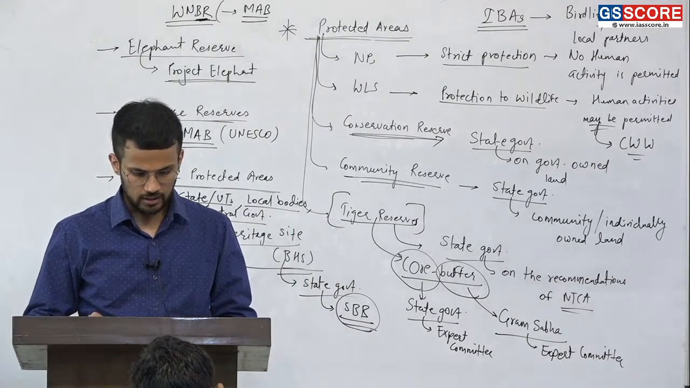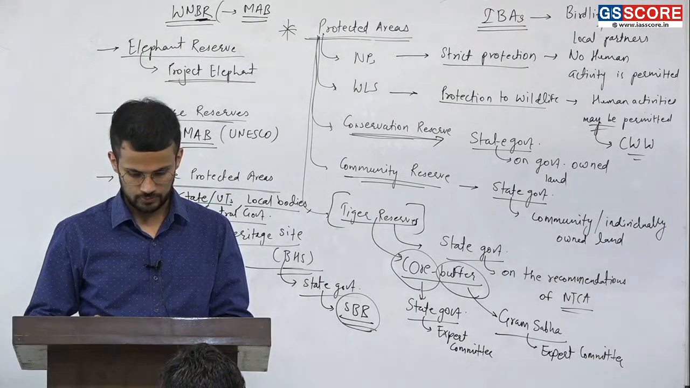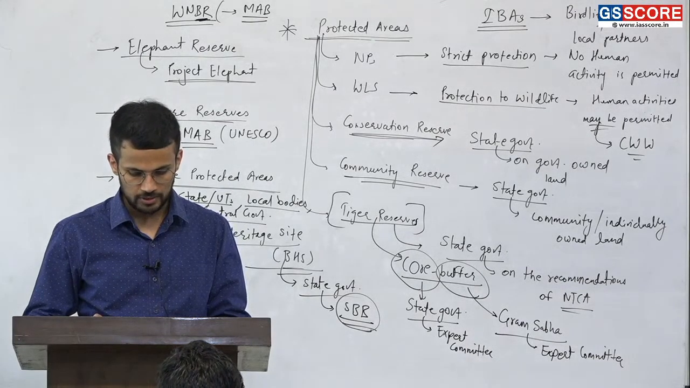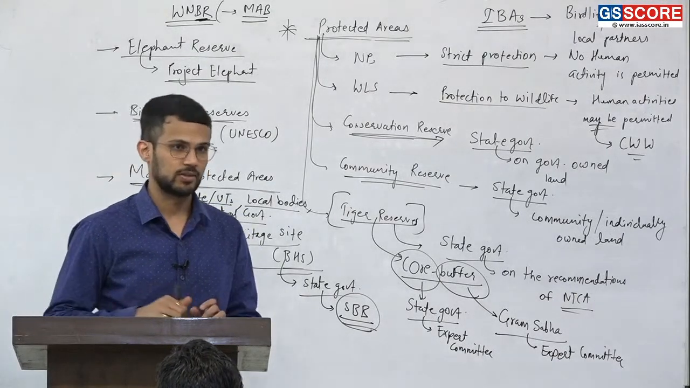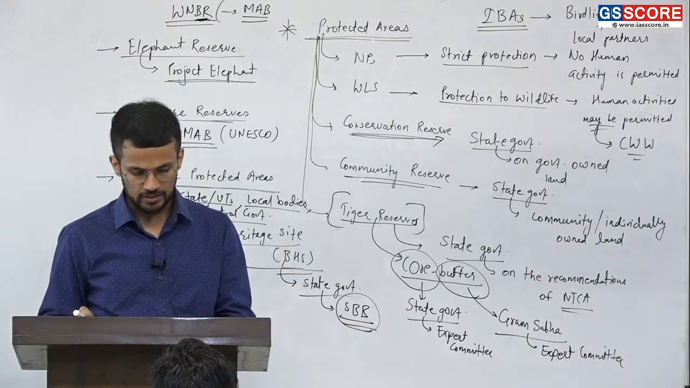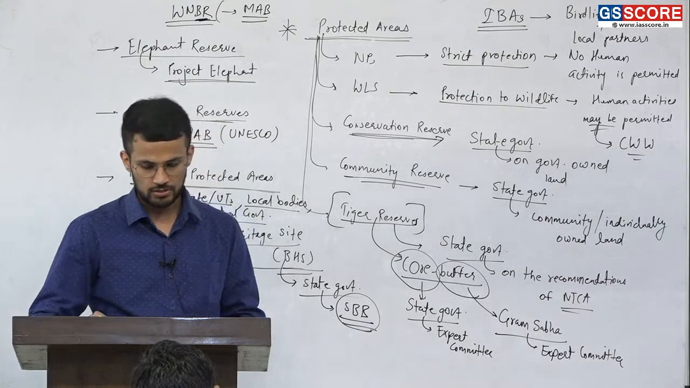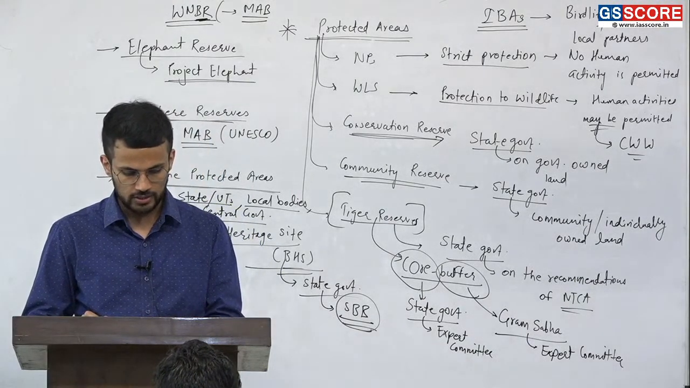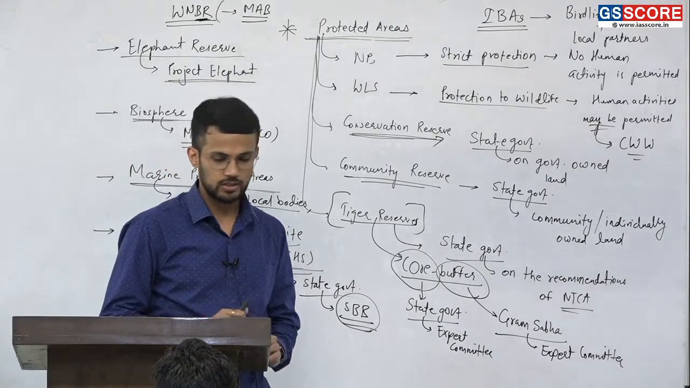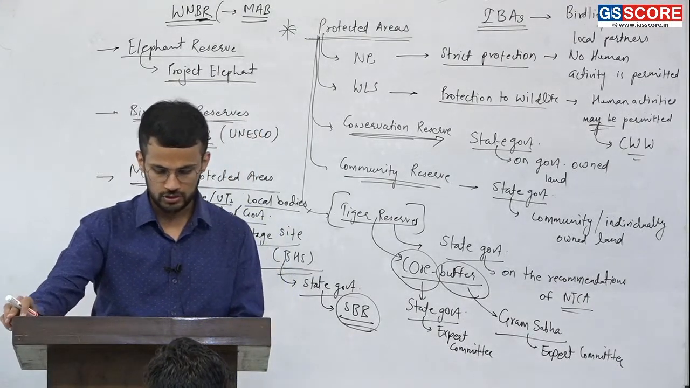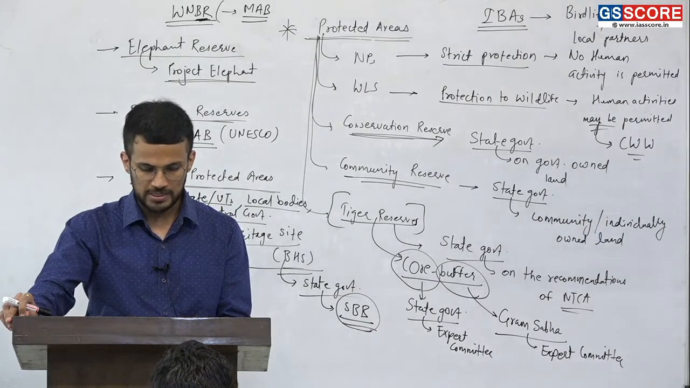Next is Biligiri Ranganath Swami Temple Tiger Reserve, BRT Tiger Reserve. It was created in 2011, and it is there in the Chamarajanagar district of Karnataka. It is situated as a bridge between Western Ghats and Eastern Ghats. Fine, so that is BRT.